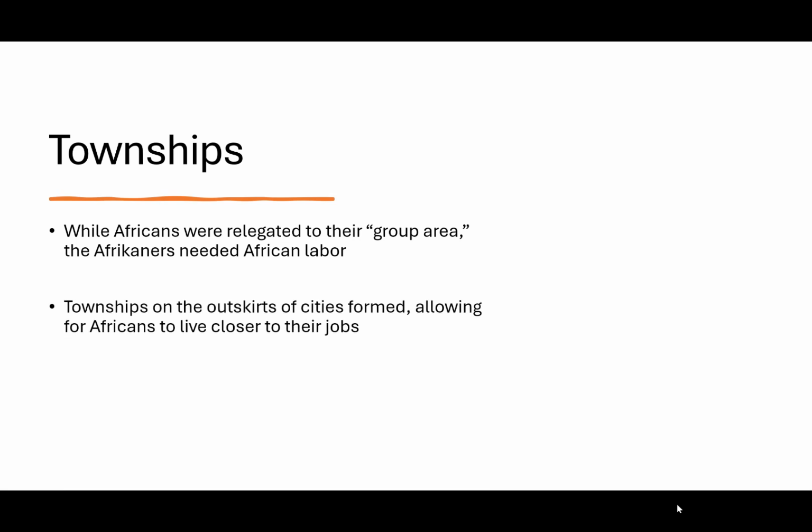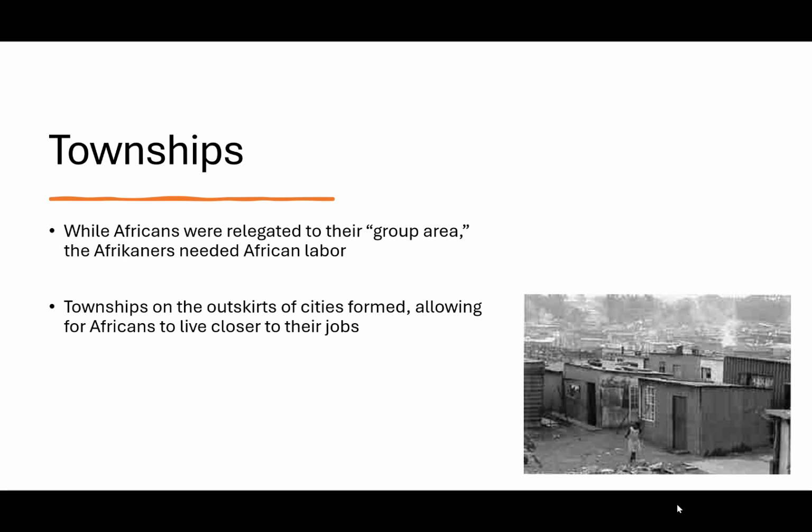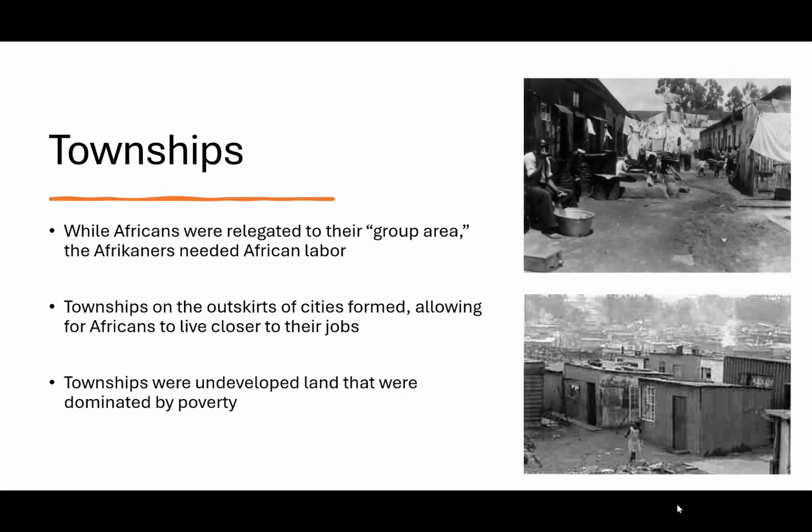Townships were communities on the outskirts of the city that were formed, allowing Africans to live closer to their jobs. Here are some images. Townships were undeveloped land that was dominated by poverty. This image at the top is considered a middle class township. They lacked sewer systems and clean water. This is where Africans were relegated to if they were not in their group area. And these townships are going to be called Soweto, which are outside. Soweto is one of the most important townships outside Johannesburg.